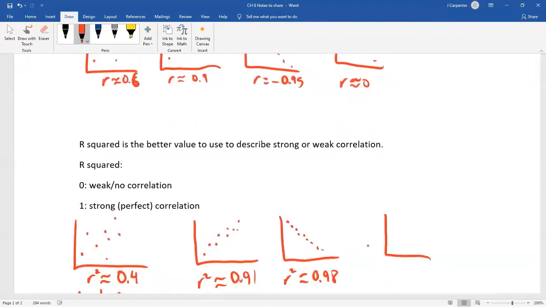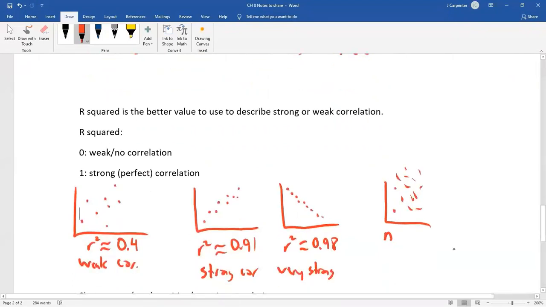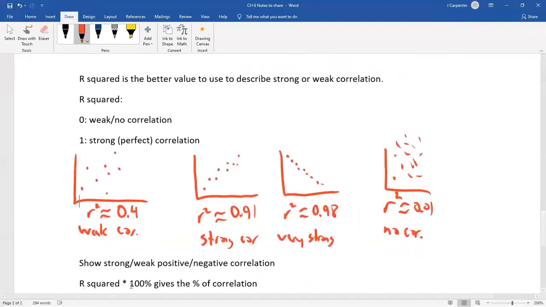And then finally, just random points, whatever. This we said would be no correlation. So the R squared is probably like 0.01. No correlation at all. So that's us showing strong, weak, positive, negative correlations. And if you wanted to throw the positives and negatives in there, you can. So the first one would be a weak correlation, but positive. This one would also be positive. This one would be a very strong negative correlation. And I wouldn't say positive or negative if something's no correlation.